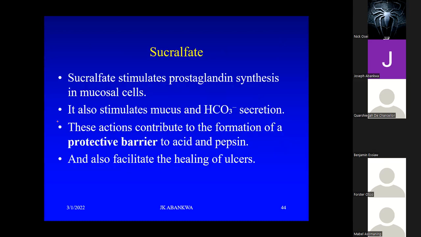Now, sucralfate also stimulates prostaglandin synthesis in mucosal cells. It also stimulates mucus and bicarbonate secretions. Now, this action contributes to the formation of a protective barrier to acid and pepsin, and also facilitates the healing of ulcers.